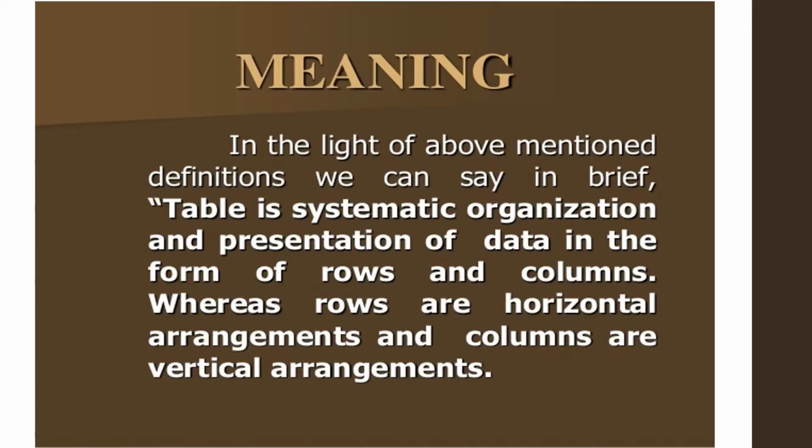Finally, reaching the meaning of tabular presentation after undergoing certain definitions, we can simply say in brief that a table is a systematic organization and presentation of data in the form of rows and columns, whereas rows are horizontal arrangements and columns are vertical arrangements. This is what we have understood so far about a table.